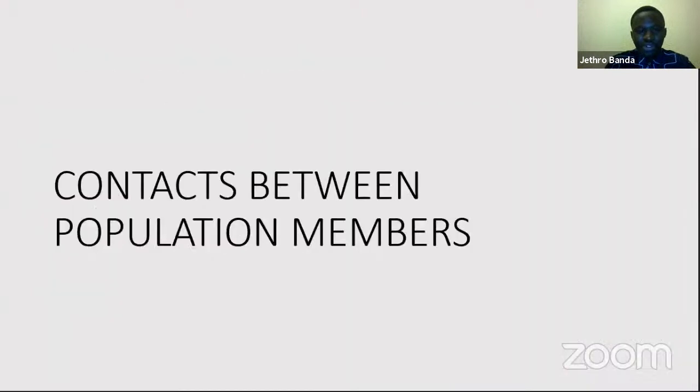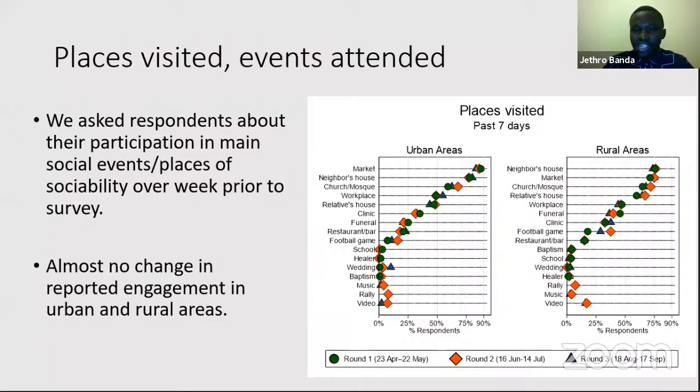Now, trying to answer those questions, we explore what they told us about places that they had visited 7 days before each round of data collection. As you can see from the graphs that we have, nothing much has changed across both rural and urban areas, with market, neighbors' houses or church, relatives' place, being commonly reported for both rural and urban participants as places they have visited. Maybe a slight change that might have happened is football games for rural participants, which had a huge increase in round two, but it is now also falling back towards the figure that we had in round one. There is an emerging trend that we'll discuss later for urban participants attendance of weddings.